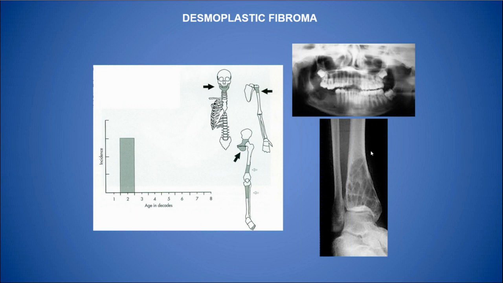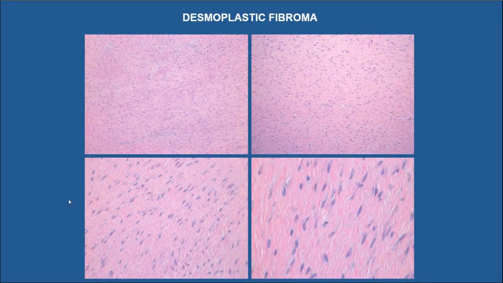And here we have another example where there's a lytic lesion with very prominent internal trabeculations that are characteristic of desmoplastic fibroma. The lesion is really rare, to be honest with you. It's not very common to see this tumor.